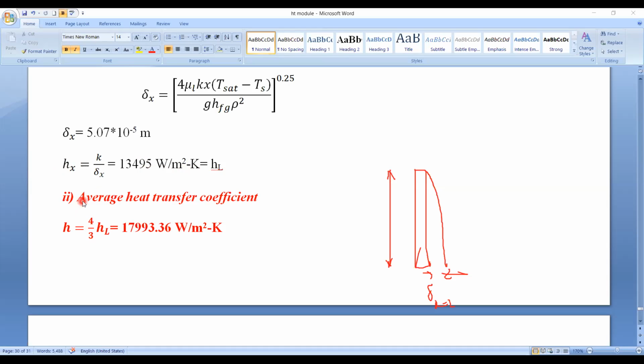Now in the second part, he asked us to calculate the value of the average heat transfer coefficient. In the data handbook, page number 148, he has given the formula for the average heat transfer coefficient, that is h equals 4/3 of hL. So substitute and get the value of the average heat transfer coefficient, that is h, as 17993.36 watt per meter square kelvin.